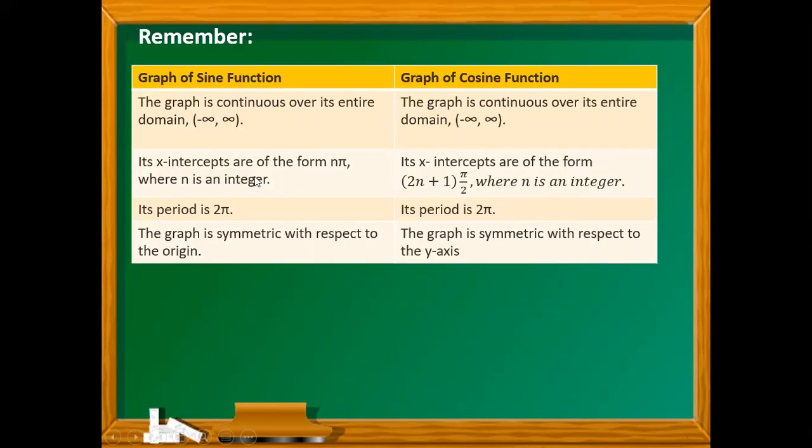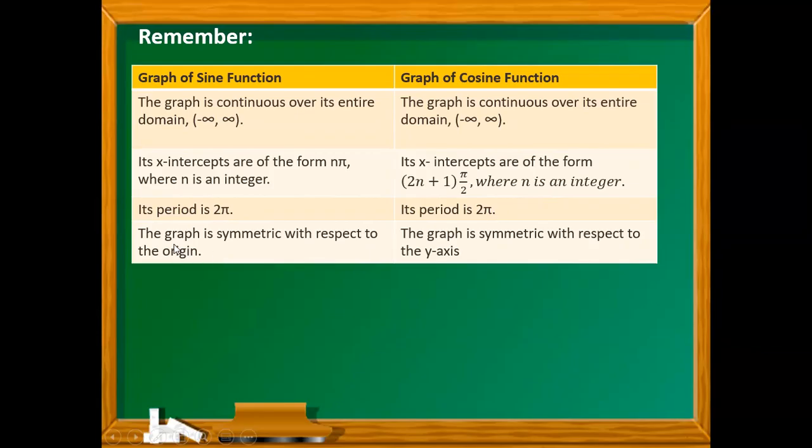Its x-intercepts are in the form of n pi, where n is an integer. Again, x-intercepts are the points located on the x-axis. So if you notice with the graph of sine function, the x-intercepts are in the form of n pi. So usually multiples of pi, like negative 2 pi, negative pi, 0, pi, 2 pi. And like with cosine function, it's in the form quantity 2n plus 1 all over pi over 2. That's why if you notice, the x coordinates are with denominator 2 always. So its period, both the sine and the cosine, is equal to 2 pi.